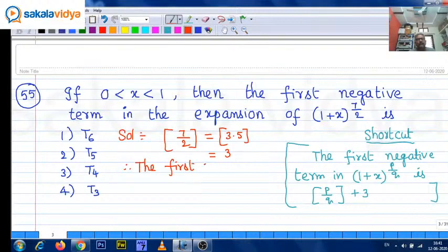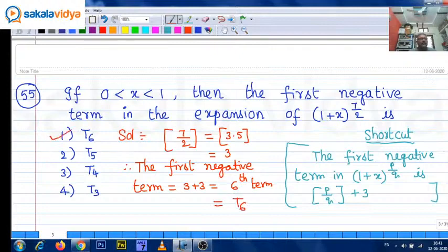negative term. The first negative term is given by 3 plus 3, that is equal to the 6th term, or we can say T6. So the first option is the right option. Option 1 is the right option.